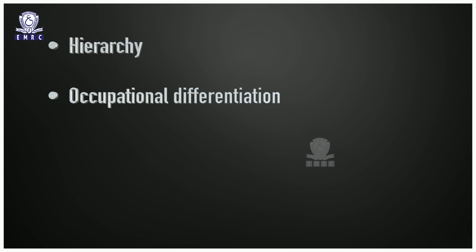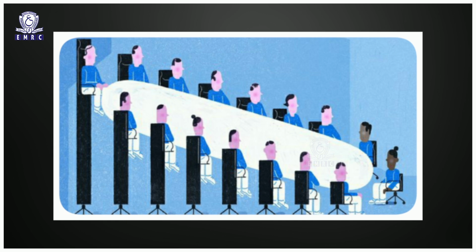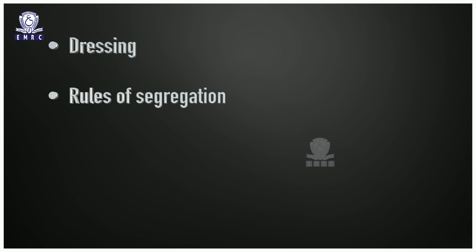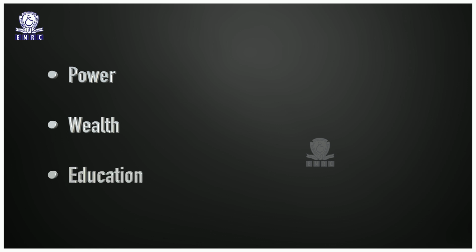At the same time, he also acknowledged that each caste and subcaste has certain common attributes like hierarchy, occupational differentiation, restrictions and purity pollution based relations. Hierarchy, according to him, is the core of the caste, and caste structure is guided by two hierarchies, one guided by ritual and other secular. Ritual hierarchy is manifested in dressing, rules of segregation, rules of eating, marriage, etc. Secular hierarchy is manifested in power, wealth, education, etc.